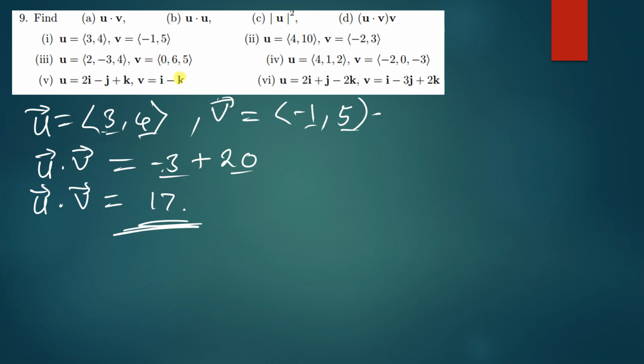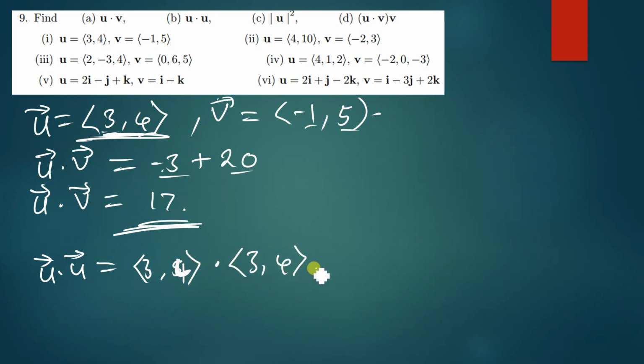And then apart from that, we have also been asked to find U dot U. So U dot U is simply equal to, we're just dotting U to itself. So this will be 3, 4 dot 3, 4. So 3 times 3, we have 9, plus 4 times 4, that is 16. So when you add the 2, you are getting 25. So 25 is the dot product of U and U. So let's quickly move on to part C.